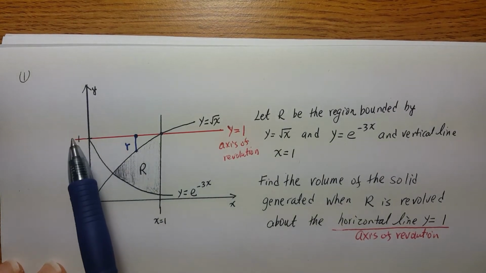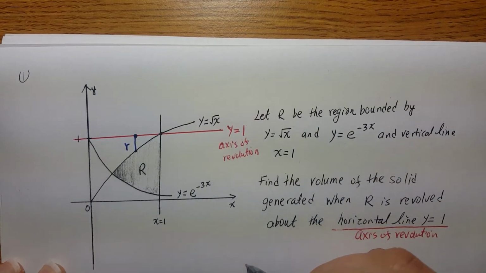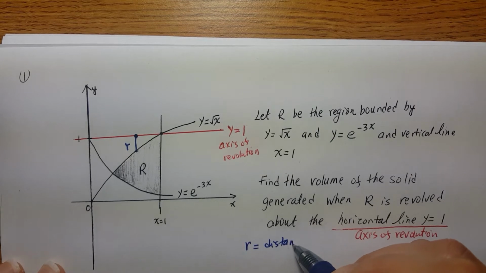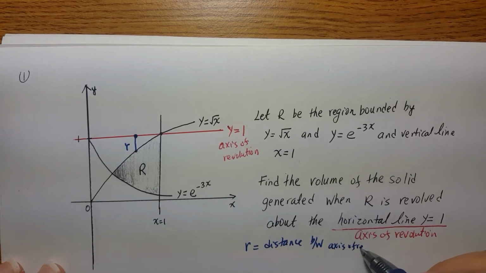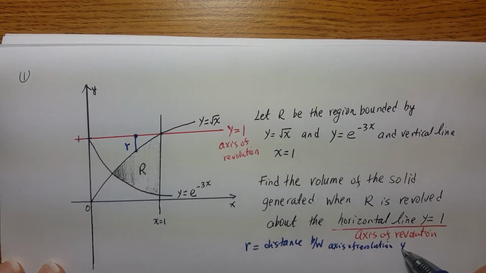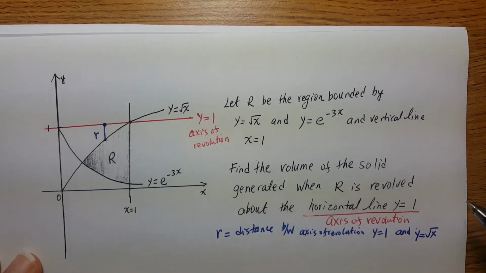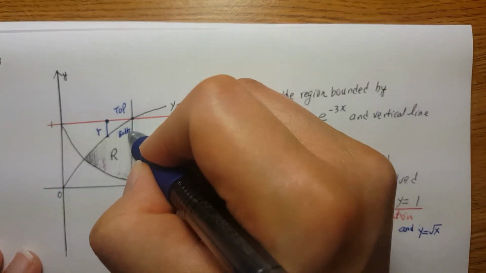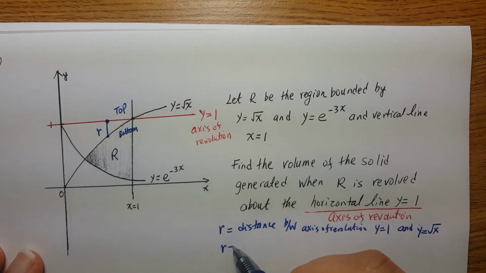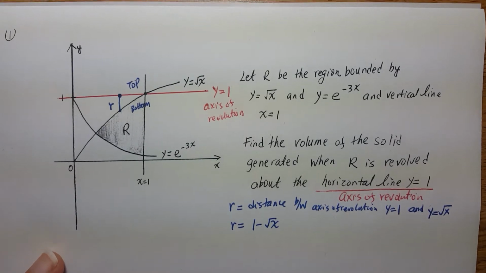The small radius is between the line y equals 1 and the curve y equals square root x. So we say r equals the distance between the axis of revolution y equals 1 and y equals square root x. It's always the distance between the curve and the axis of revolution. This time the top is the axis of revolution, and the bottom is y equals square root x. So r equals 1 minus square root x, top minus bottom. So we found our small radius.